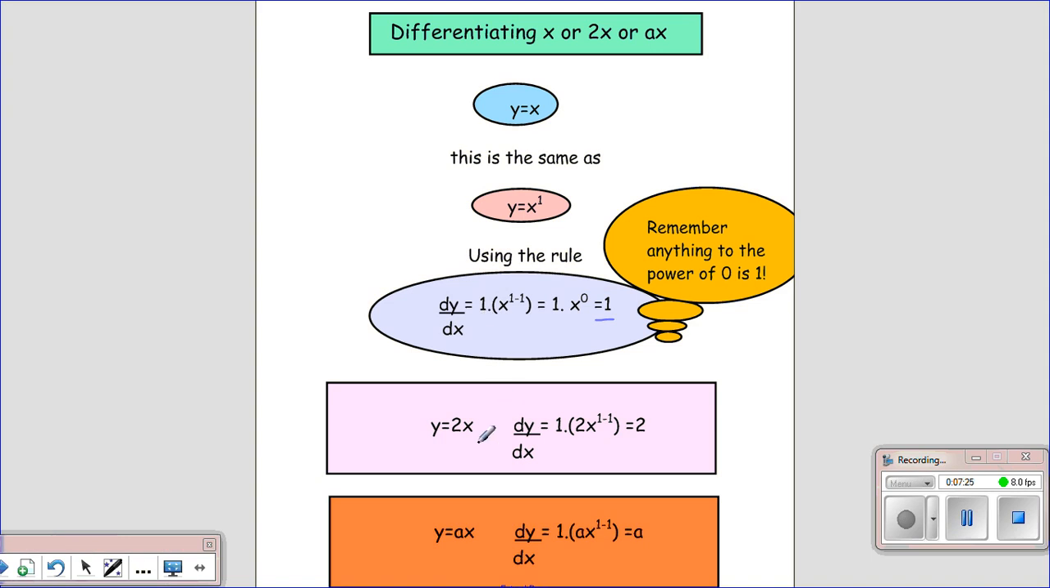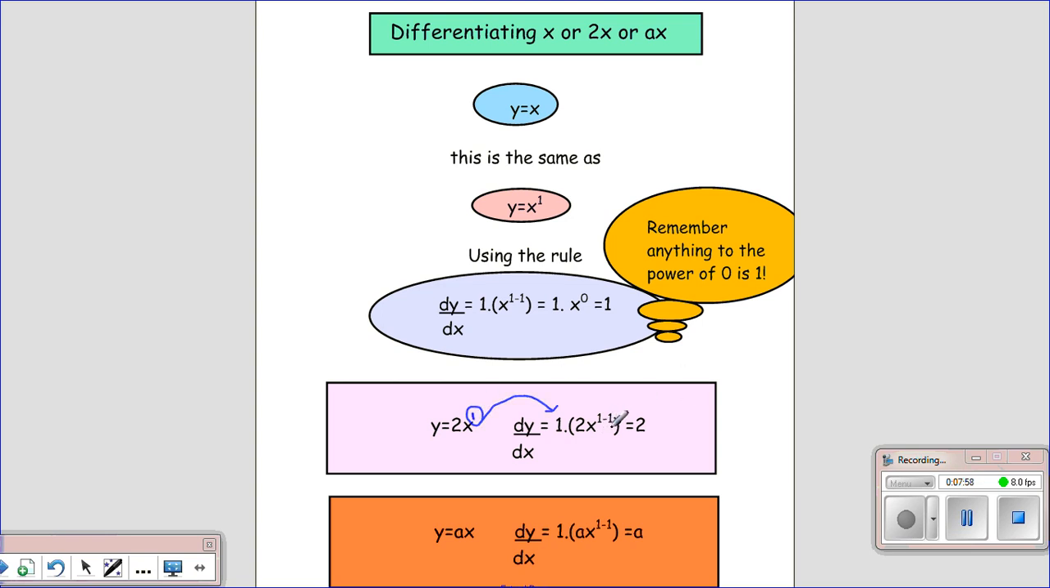So what if we had y equals 2x? Now hopefully you know if we drew y equals 2x, what we would have is a straight line through the origin, and it would be steeper, and this time it would have a gradient equal to 2. So let's see what happens when we differentiate this. This is y equals 2x, which is 2x to the power of 1. So again, we take the power and we multiply by the power. And then we take the power and we take 1 from the power.